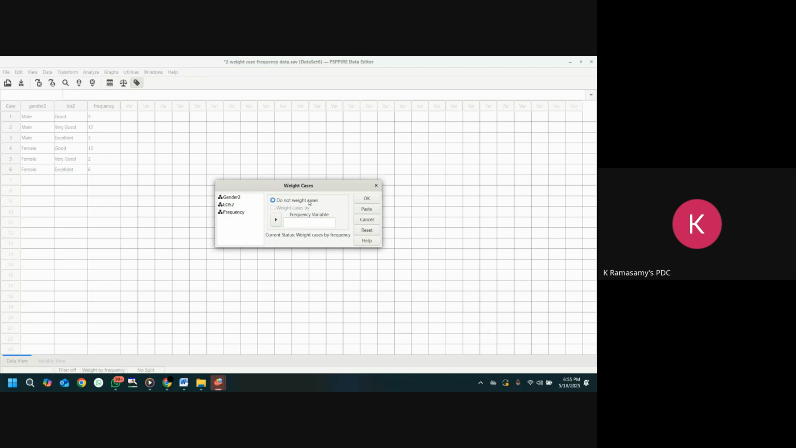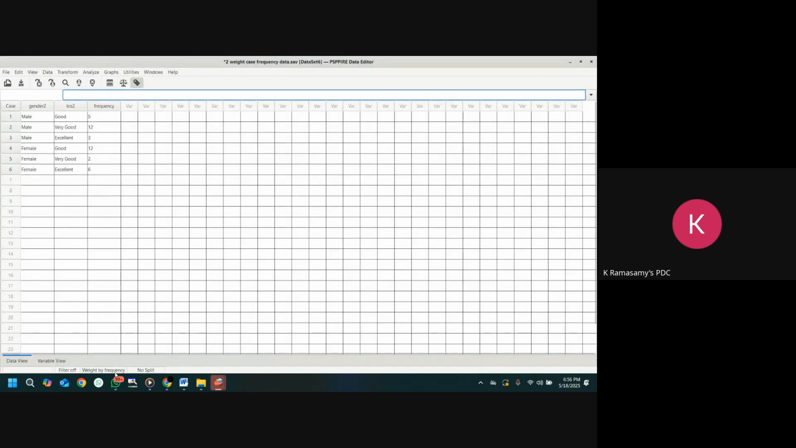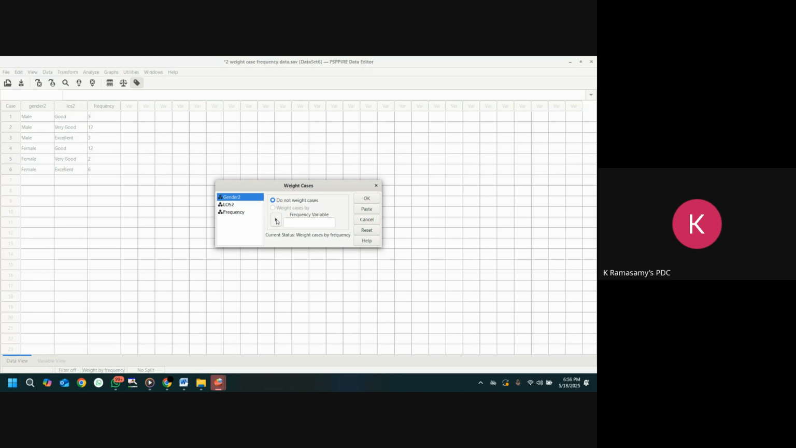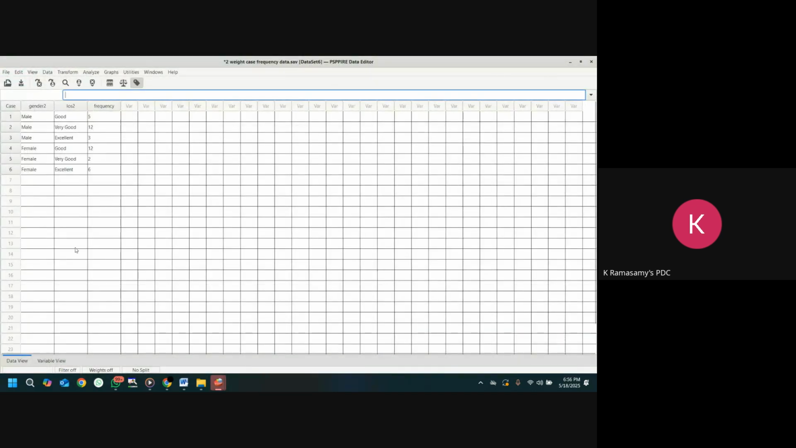By default, it is like this: do not weight cases. Now I am going to select the variable called frequency and send it to the weight cases option. Okay, one minute. Cancel. Weight cases. Do not weight cases. Now you can see the bottommost portion of my software shows that weights off. That means I have not selected any variable to be given any weight.